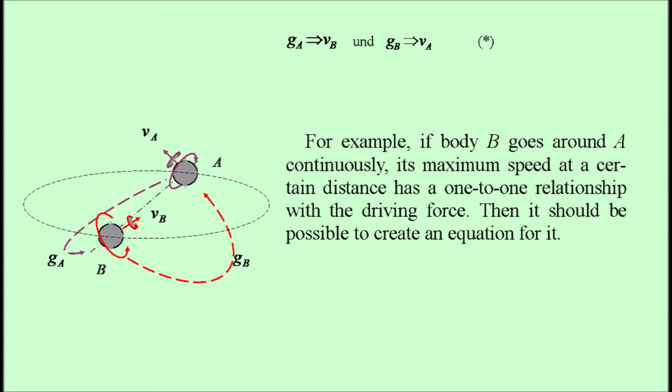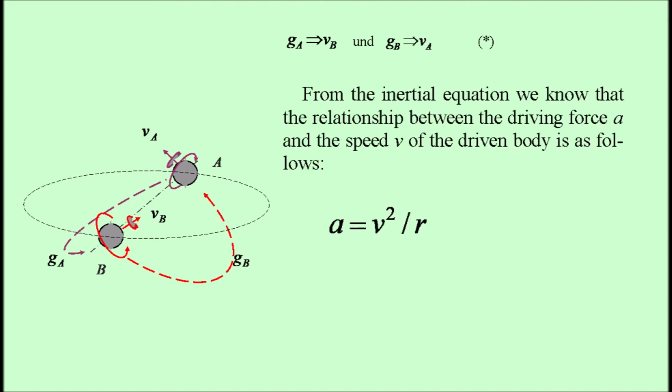For example, if body B goes around A continuously, its maximum speed at a certain distance has a 1-to-1 relationship with the driving force. Then it should be possible to create an equation for it. From the inertial equation we know that the relationship between the driving force A and the speed v of the driven body is as follows.